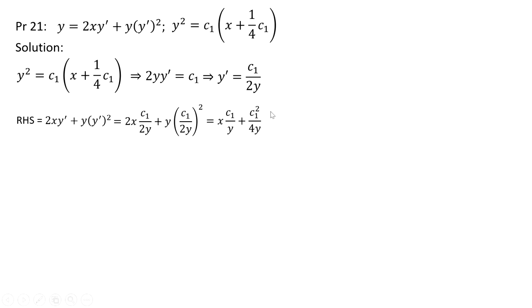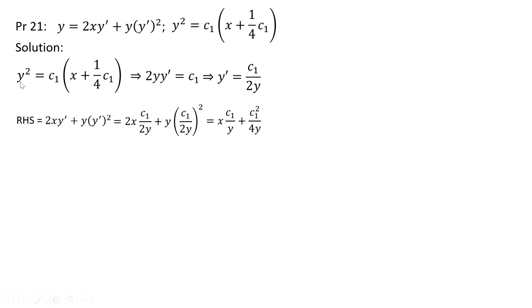Boggles the mind, doesn't it? Okay, come on, man. This x times c1 over y plus c1 square over 4y doesn't look anything like just a simple y. You're telling me that? Yes, I am. How? Let's check this out.